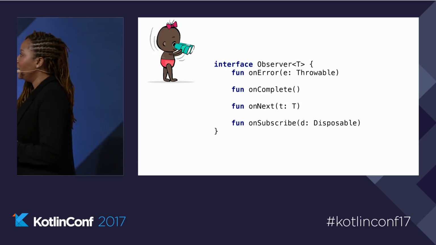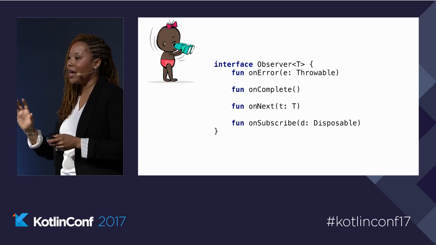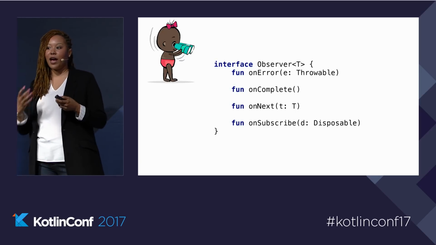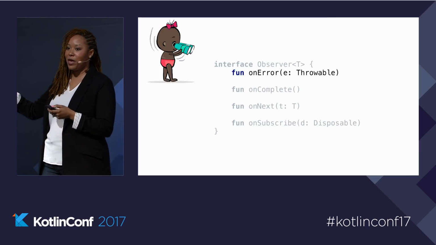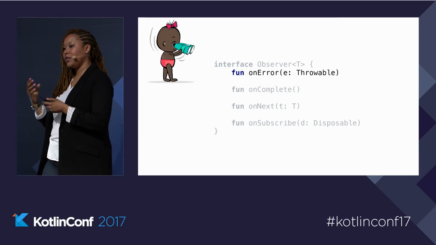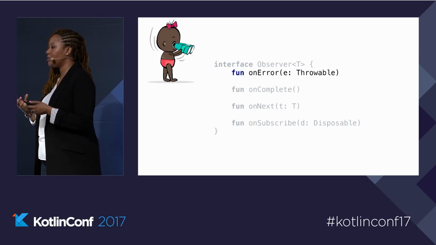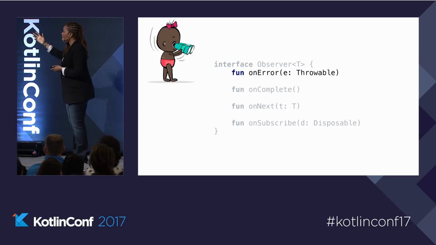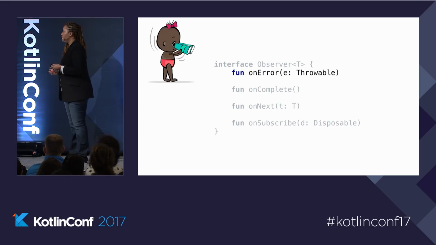Okay. So the observer takes in a type T. And this is how it's saying, this is the particular item that I'm going to be responsible for. Next, it has this method onError. One thing you'll hear people say often about RxJava is that RxJava treats errors like a first-class citizen. So this is how it does it. It has this method. It receives a throwable if anything goes wrong.